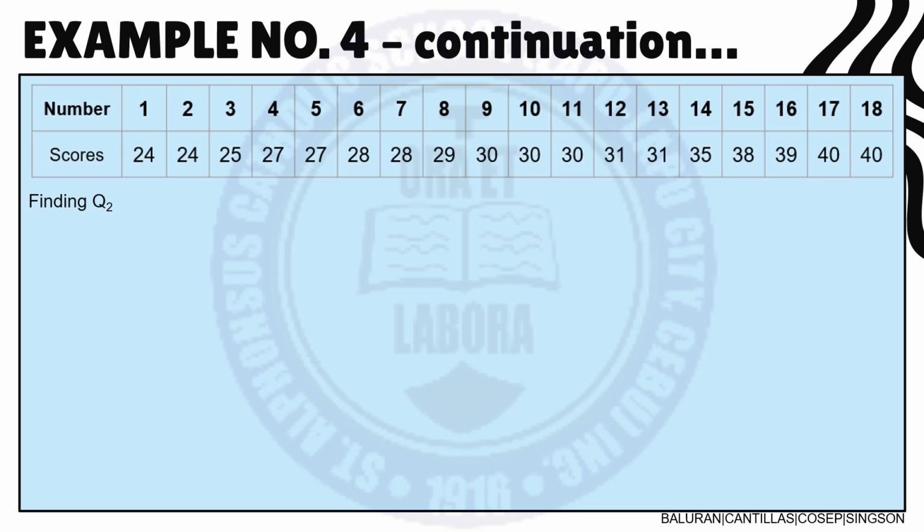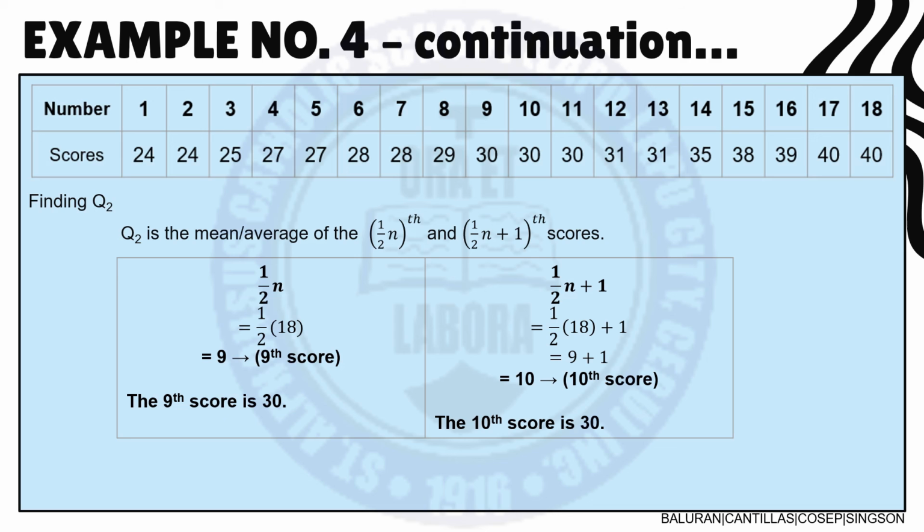For the second quartile, we will now take the average of the values of these two given formulas. So 1/2 of n, 1/2 of 18 is 9. The ninth score is equal to 30. Then in the second formula, we have 1/2 times n plus 1. 1/2 of 18 is 9. 9 plus 1 is 10. The 10th score from this data is 30.